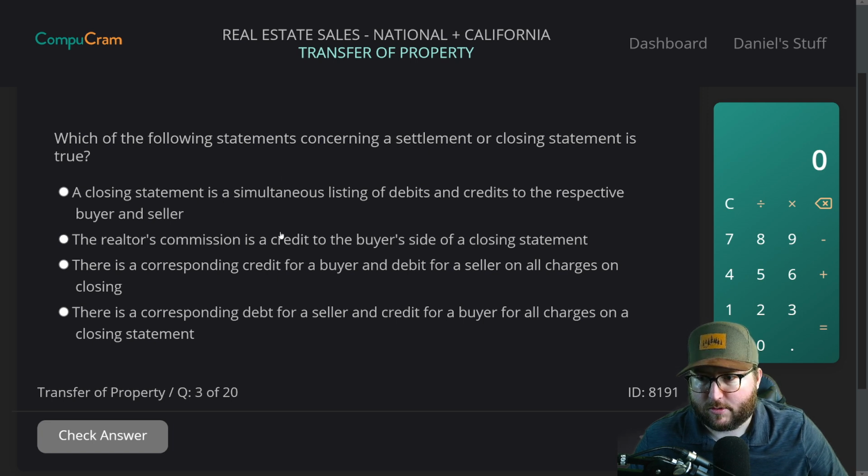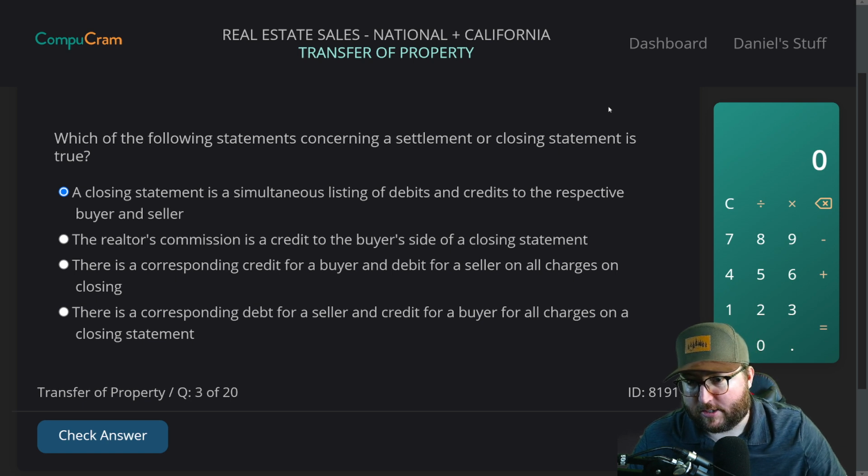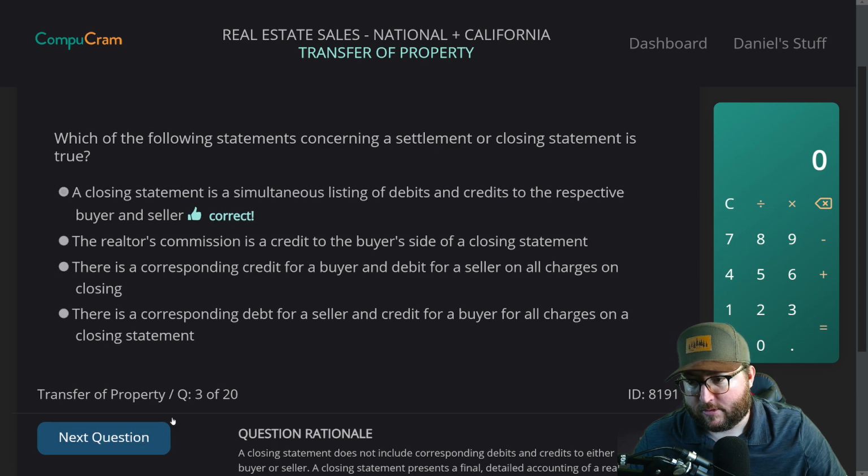Which one's true? The realtor's commission is a credit to the buyer's side. There's a corresponding credit for a buyer and debit for a seller on all charges. There's a corresponding debit for a seller and credit for a buyer on all charges. I think this is the one. Oh, this is probably it, actually. A closing statement is a simultaneous listing of debits and credits to the respective buyer and seller. So there's seller concessions, buyer debts. What is the buyer paying for? I don't know. I think it's A or D. A, okay, we got it right.